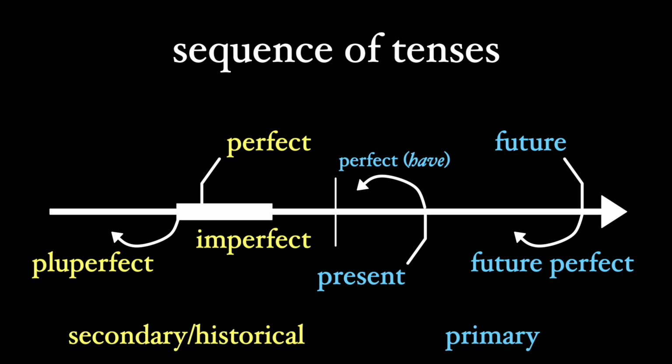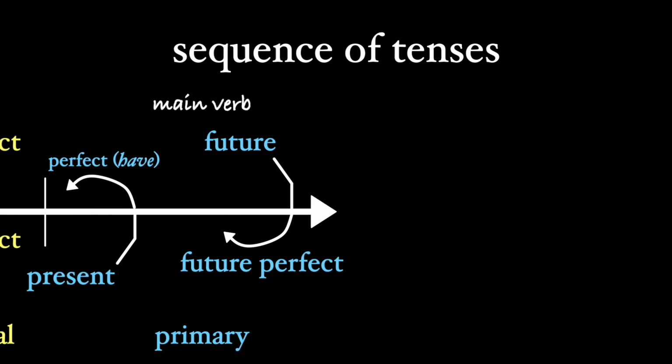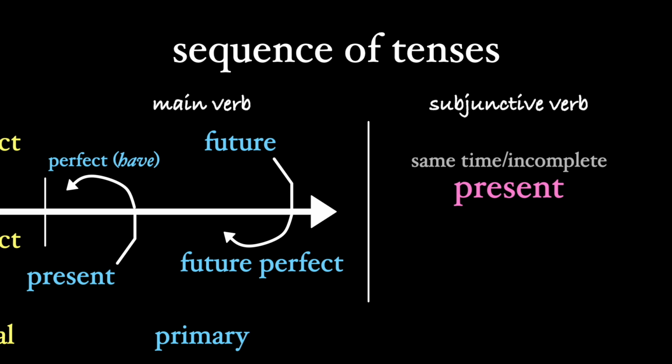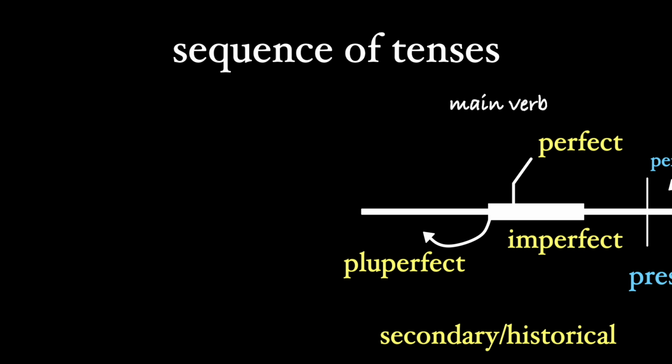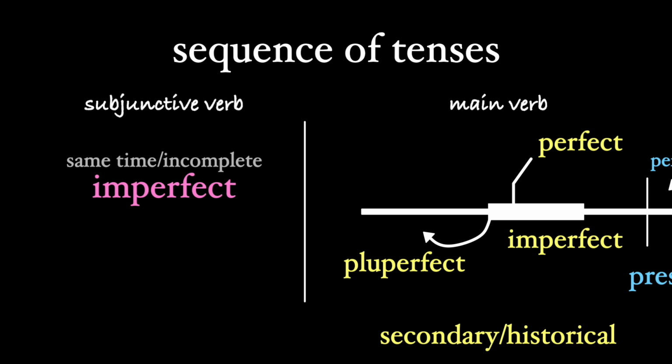This rule simply states that when the main indicative verb is in one of these primary sequences over here, we will use the present subjunctive for an action that's happening at the same time or in the future, and we could say an action that is incomplete, and the perfect subjunctive for an action that is already completed or in the past. And when the main indicative verb is in one of these secondary or historical tenses over here, we will use the imperfect subjunctive for an action that's happening at the same time or in the future, and the pluperfect subjunctive for an action that is already completed or in the past, compared to this main verb.